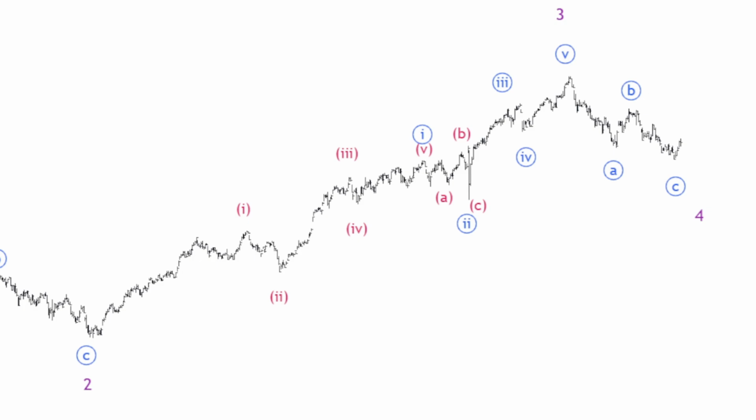Now we move to the 120-minute chart of the Nifty 50 index.